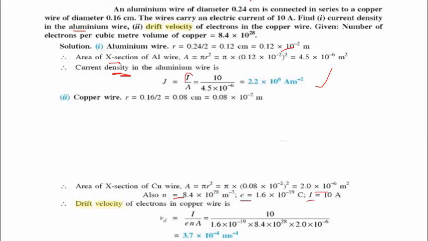We have our current because they are connected in series, so the current is the same for each, 10 amperes. So the drift velocity of electrons in the copper wire, according to our formula, is I over nAe. We have current 10, the electronic charge, the number of electrons per unit volume 8.4 times 10 power 28, and the cross-sectional area we have calculated there. So we get our velocity, 3.7 times 10 power. As you can see, it's always small. Don't forget the units.